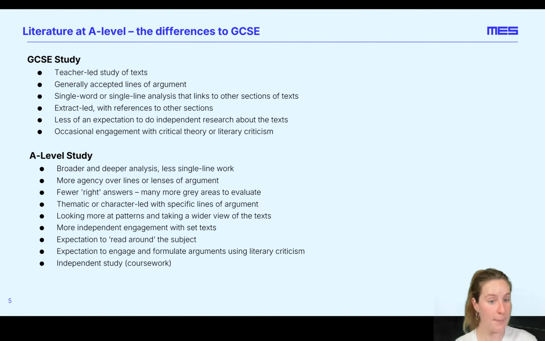As such, you become much more of an expert yourself, and in your essays, you're actually contributing to this history of people talking about this text and offering their opinions on it. It's much more opinion-based in A-level, as long as you can support your argument. There are far fewer right answers and many more grey areas that you need to be aware of and you need to be critical about in your writing.